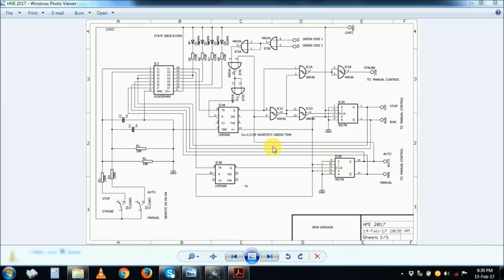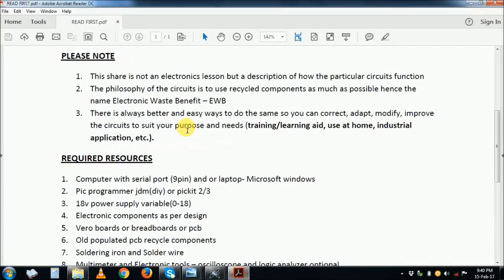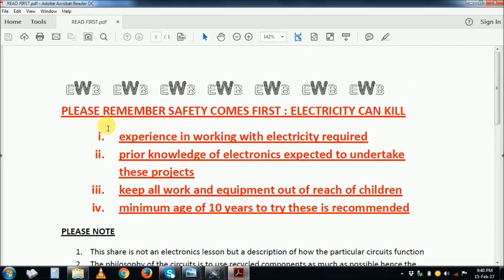So now, here we are. We are going to make a description of how this circuit is going to work and how it is going to be connected to the manual control board. Remember, we were talking about the manual control in the second part of this circuit, the traffic light controller. And as usual, as before, here is our script: electronic waste benefit.